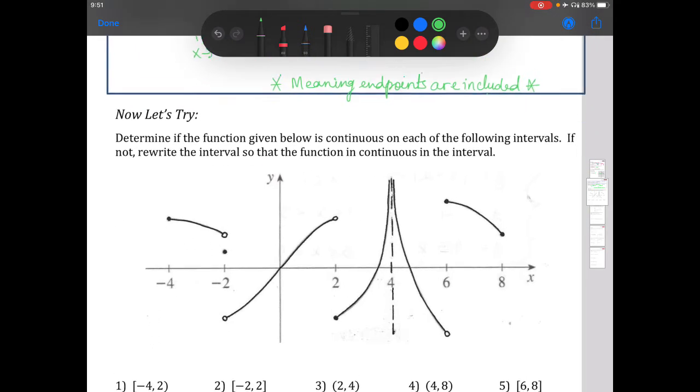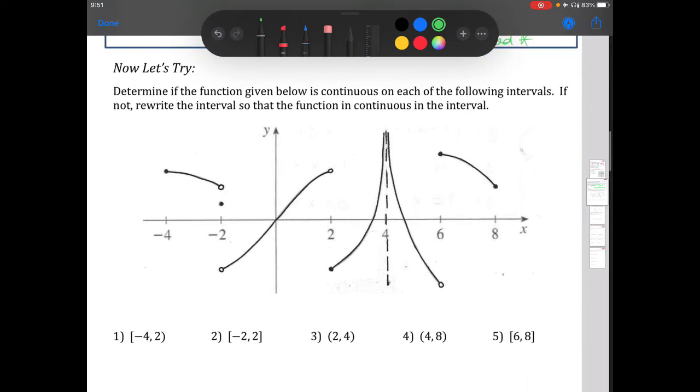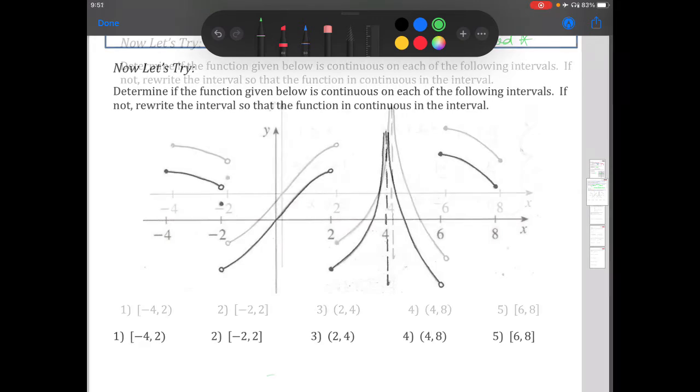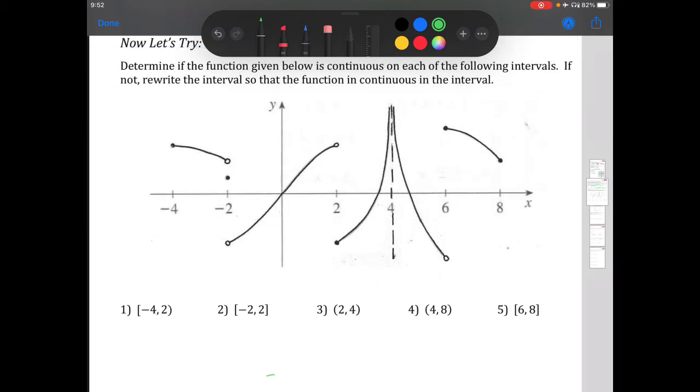Okay, so let's try this. Determine if the function given below is continuous on each of the following intervals. If not, rewrite the interval so that the function is continuous in the interval. The first one is -4 to 2. So -4 is here to 2. I already see what? There's a jump here, right? So let's write that down. It's not continuous, so no.